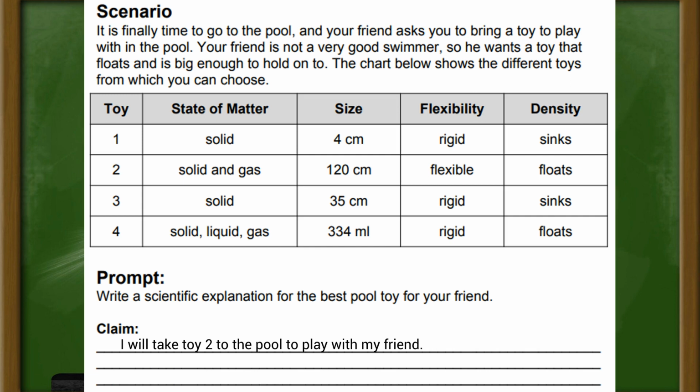Now that we have our claim written, it's your turn. You are going to evaluate as a class the different information in this scenario and prompt to figure out why toy 2 would be a good toy to pick. Use the different properties to help collect at least 3 points of evidence, and in your reasoning tie your evidence and claim together in creating at least a 3-sentence answer for why that would be the best object to take to the pool.